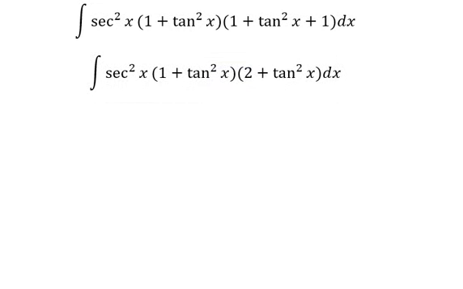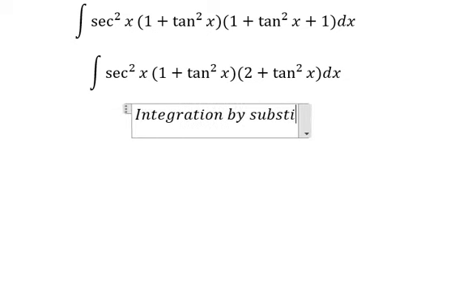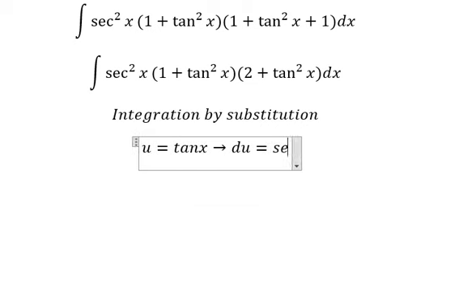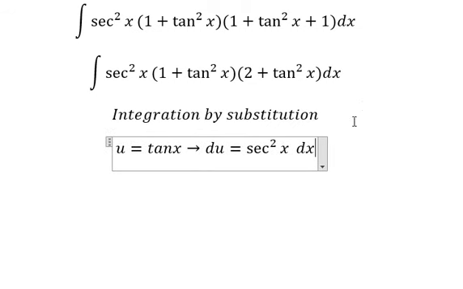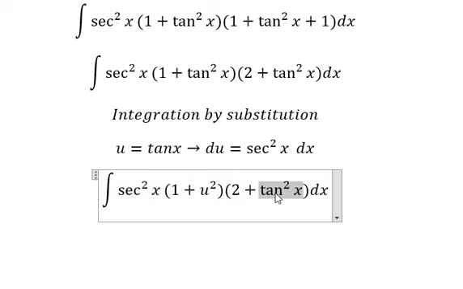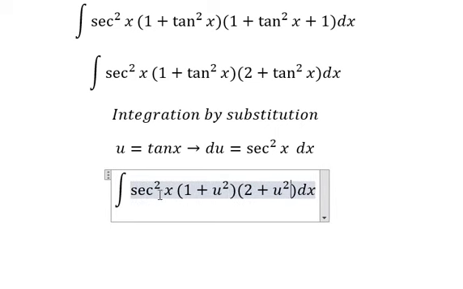Next, we can use integration by substitution. So I will put u equals tan s. Later, we first take the derivative of both sides, and we have du equals secant squared s ds. This one we change by u, this one we change by u. Secant squared s ds we change by du.